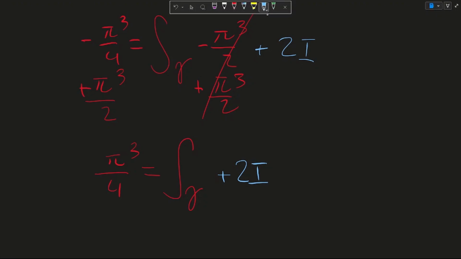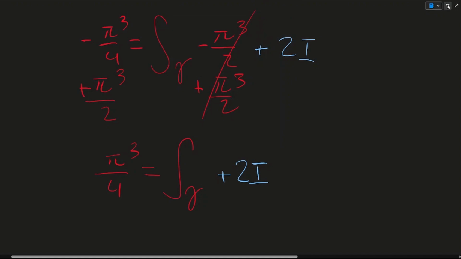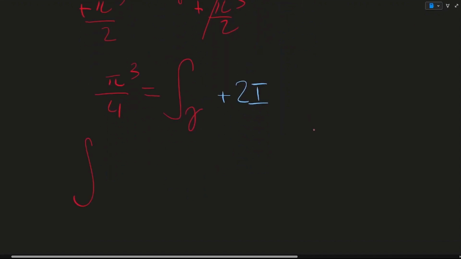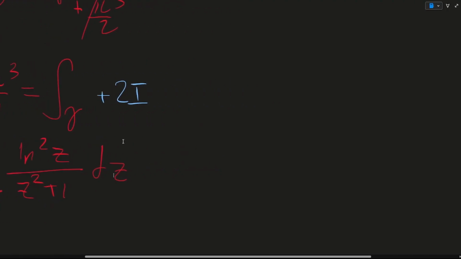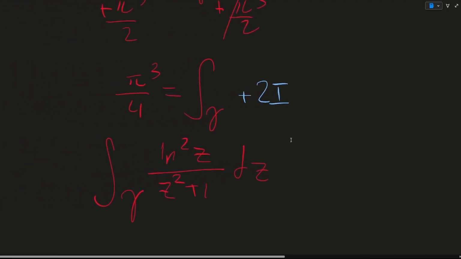And so we know that this integral along gamma is the integral of ln squared of z over z squared plus 1 dz. And so now what we can do is perform a parameterization to turn this into a real variable that we can then perform limits on, because we're going to be using epsilon. So our parameterization is going to be z is equal to epsilon times e to the it.